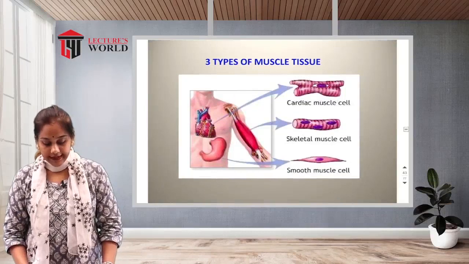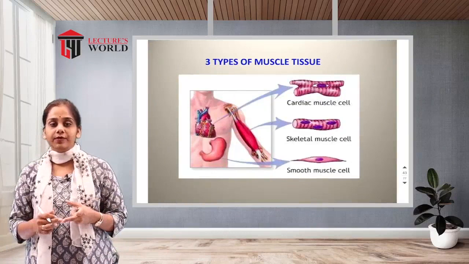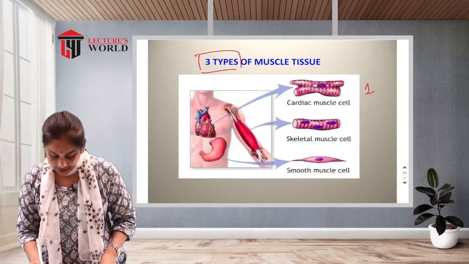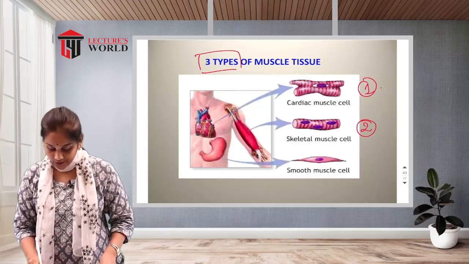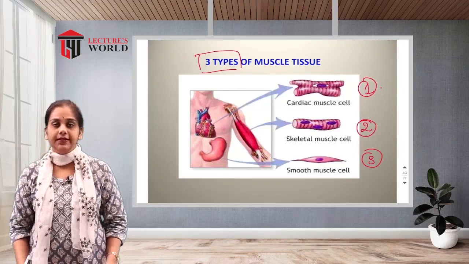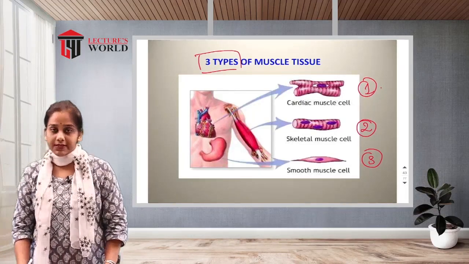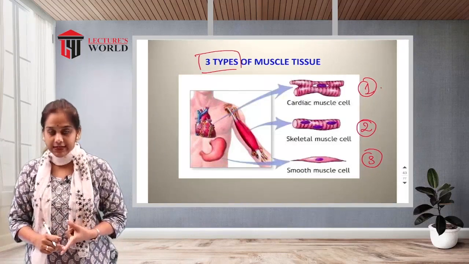Now we will see the three types of muscle tissue. There are three major types of muscle tissue: the first is cardiac muscle tissue, the second is skeletal muscle tissue, and the third is smooth muscle tissue.